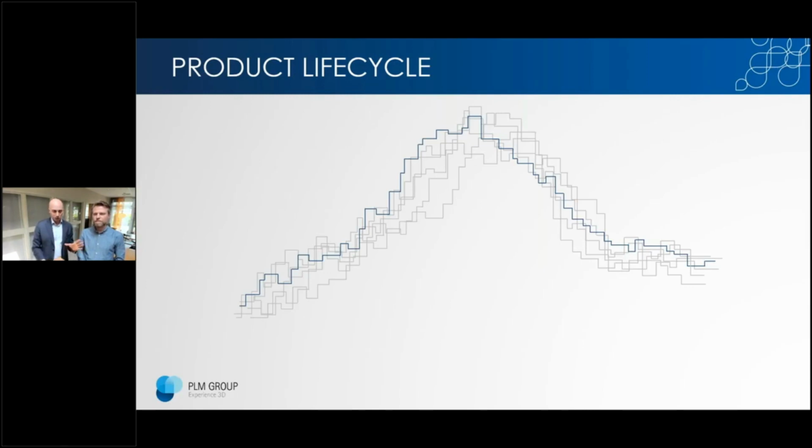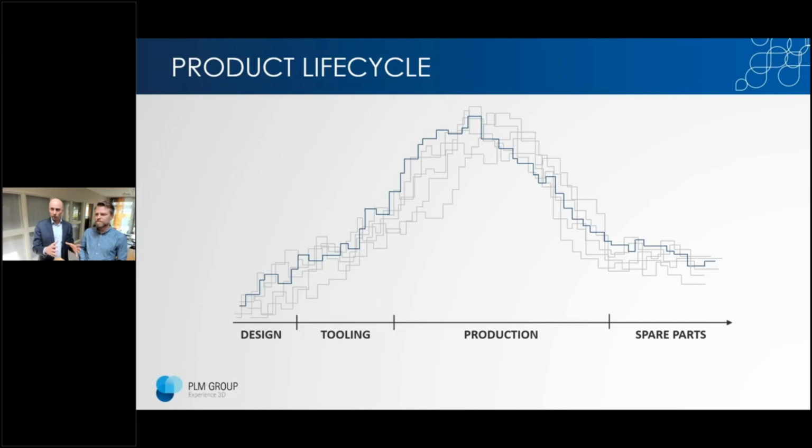In the beginning of a product's life cycle, you have this design phase, usually in quite low volumes. Then that is followed by usually a tooling phase where production is ramped up a little bit and volumes are a bit higher. Then there is quite a long production phase, and the product is launched and on the market. Following that is a spare parts period where volumes are usually lower. And this is a normal curve that products usually follow.